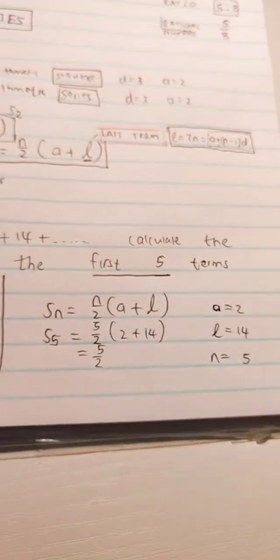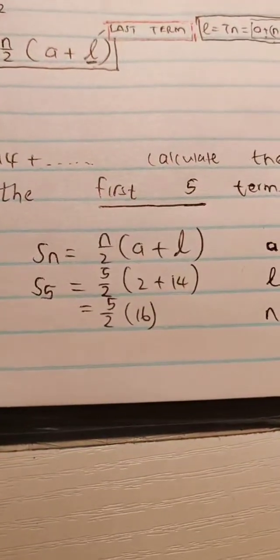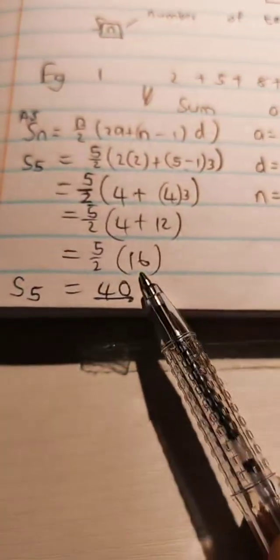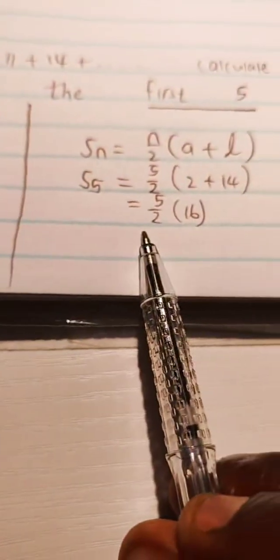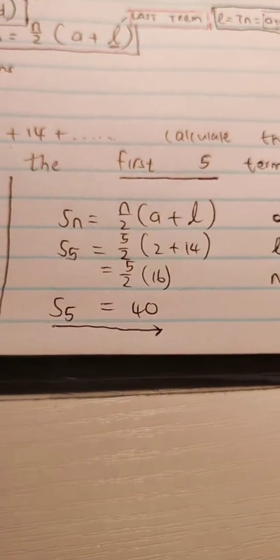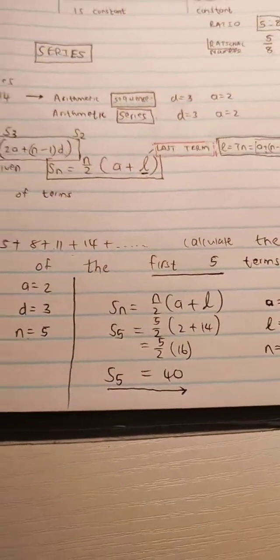5 over 2 into 16. 16 times 5 over 2 seems very familiar. Answer 40. The sum of the first 5 terms is 40, guys.